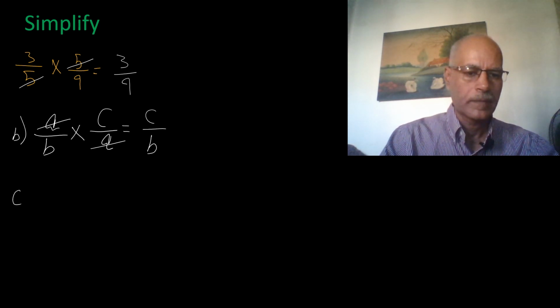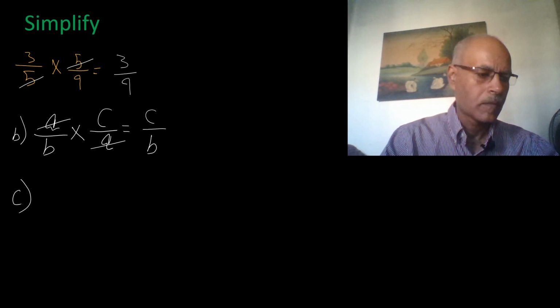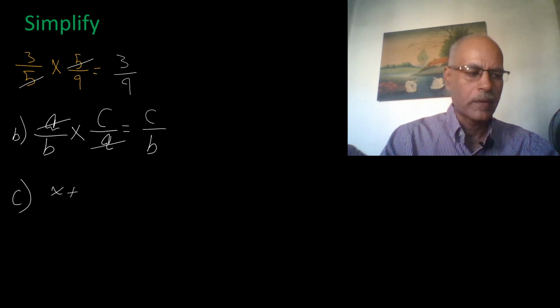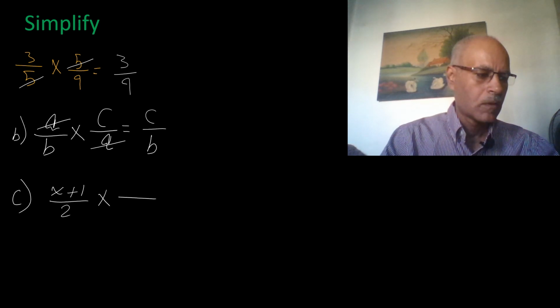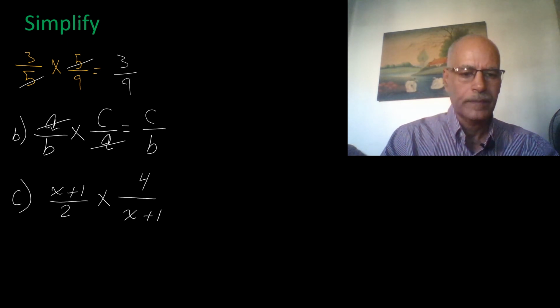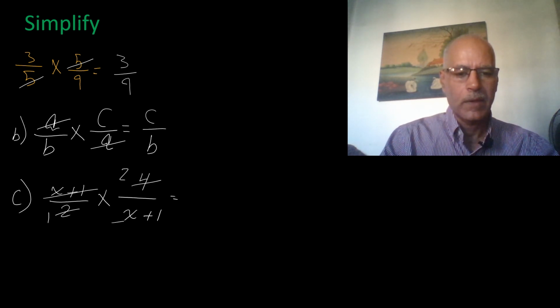Number C. x plus 1 over 2 times 4 over x plus 1. Let's cancel 2 with 4. It's 2, it's 1. x plus 1 cancelled with x plus 1 will be equal to 2.